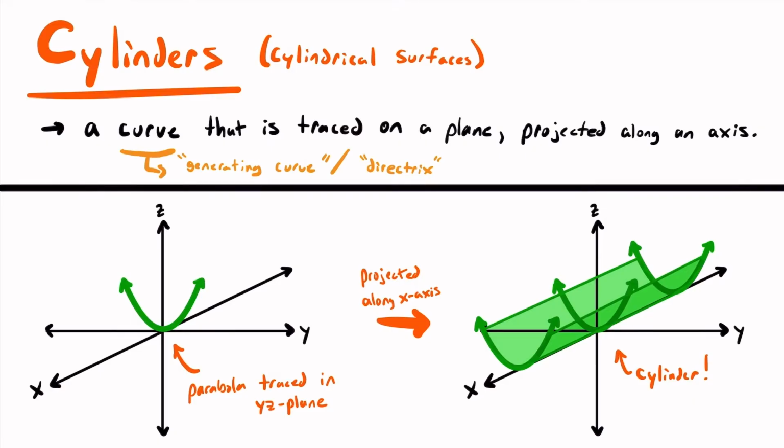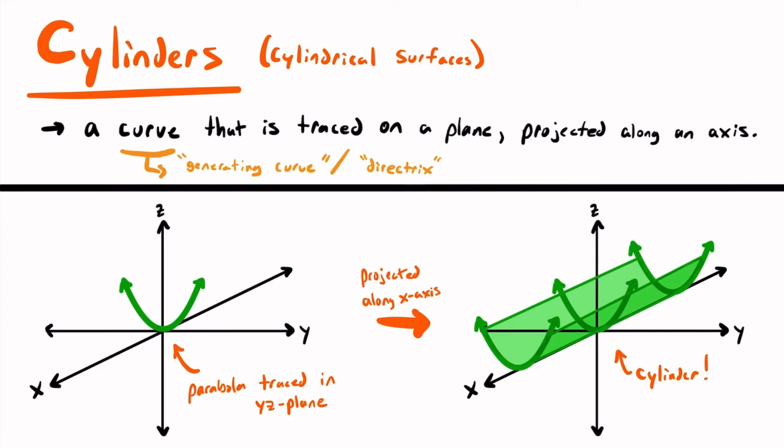All right, so that's the idea of what a cylinder is in 3D space. Now, something to be aware of is that not all cylinders will be projected along the x-axis like we did here. We don't have to draw a trace in the YZ plane and project it along the x-axis. We could also draw a trace in the xy plane or the xz plane and then project along the axis that we didn't use. That's sort of what's going to happen with all these cylinders.